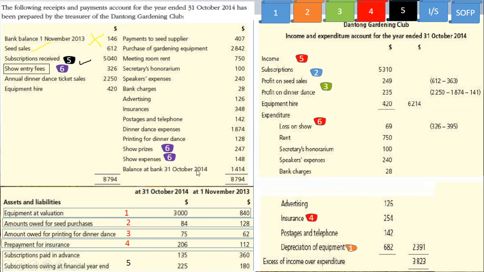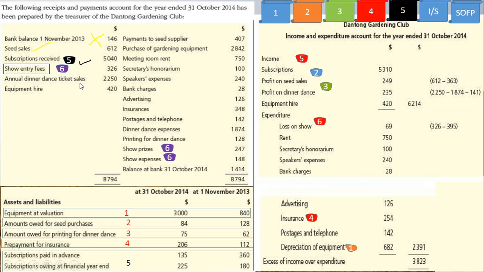So in the income statement, if you see number 6 out here, here's the number 6, loss on show 69. How did this come? Here is 326, that's your income, less your expenses 395. 395 is the sum of 247 plus 148. So if you add these two up, you will get your expenses more. So it has come down. Had this been profit, you would have to show it in the income. That's what I have done out here. So number 6 is done.